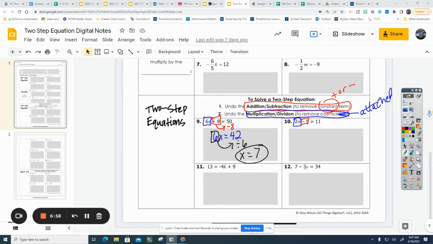Okay, so the first thing that we're going to do is add 5 to get it to the other side. And you're left with 2n equals 16. Then I have to move the 2. And I do that with division. n equals 8.